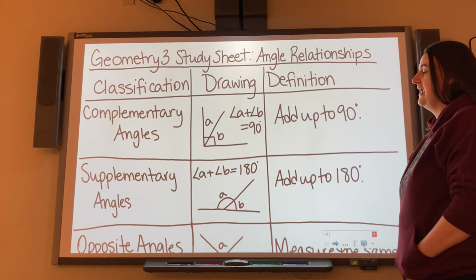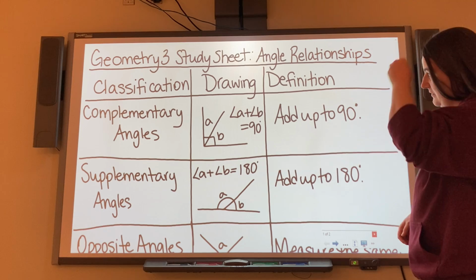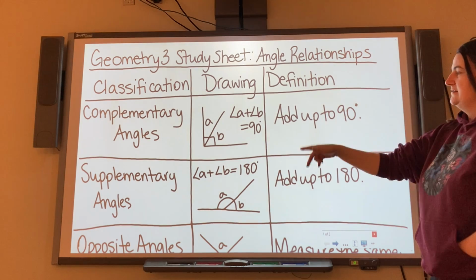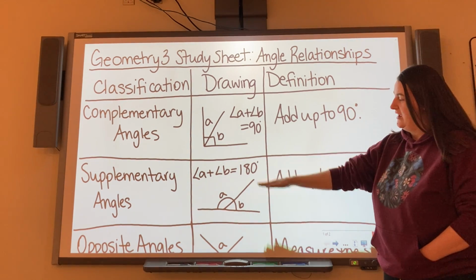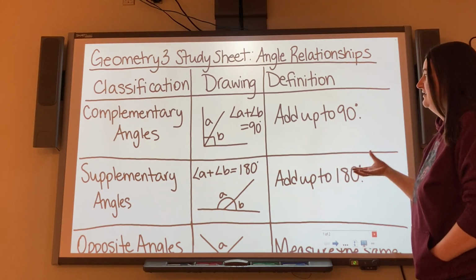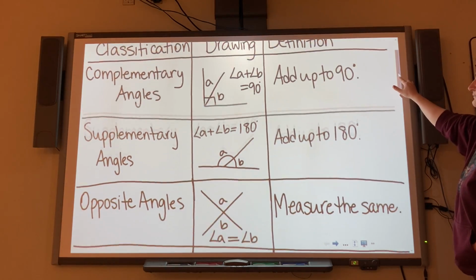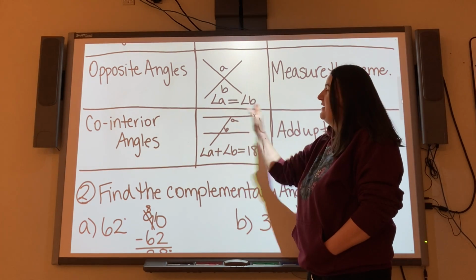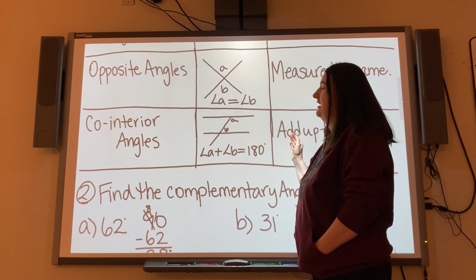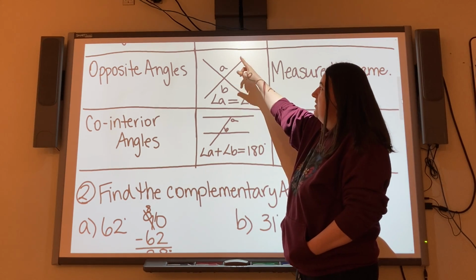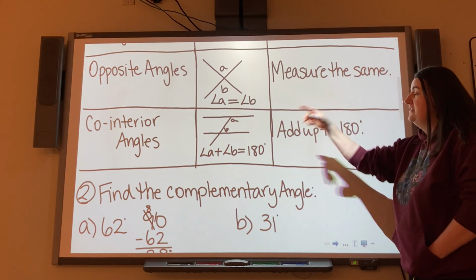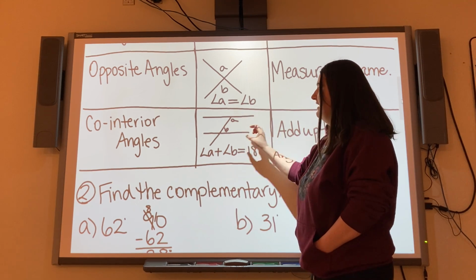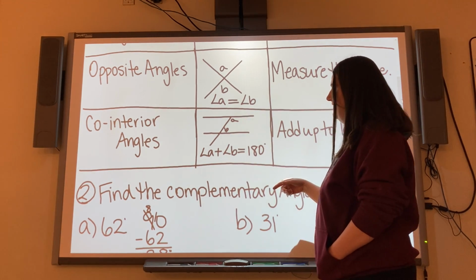You had 4 different angle relationships to learn. Complementary angles are the ones that are right angles that add up to 90 degrees. Supplementary angles are the ones that are 180 degrees, so they add up to a straight line. Opposite angles are the ones that measure the same amount of degrees. You don't need to calculate anything, and they are directly across from each other. Co-interior angles are the ones that are inside the lines of parallel lines, and they add up to 180 degrees.